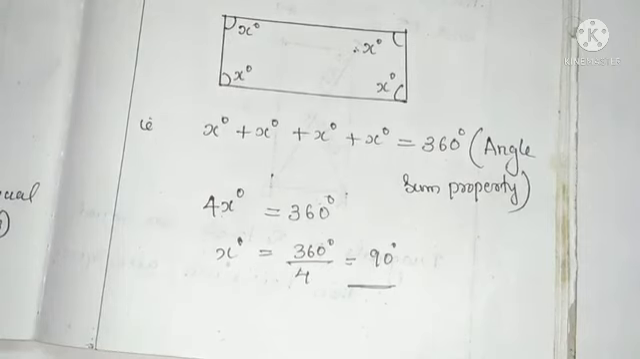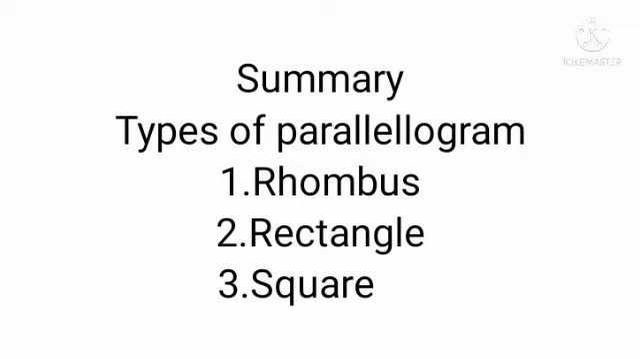That is 90 degrees. Before concluding the session, we can go through the summary of this class. The different types of parallelogram are rhombus, rectangle and square. In a rhombus, the diagonals are perpendicular bisectors of one another. A rectangle is a parallelogram with opposite sides equal. And in the case of a square, all the sides are equal and all the angles are 90 degrees. So children, study well and do the problems more.